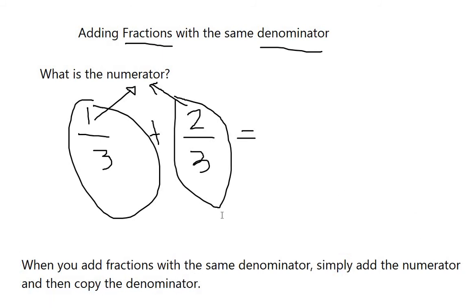Alright, so in this case, we'll just add the numerator. So 1 add 2, that's 3. Copy the denominator, which is 3. So the answer is 3/3, or simply 1. 3 divided by 3 is 1. So that's a whole number. Okay, that's adding fractions with the same denominator.